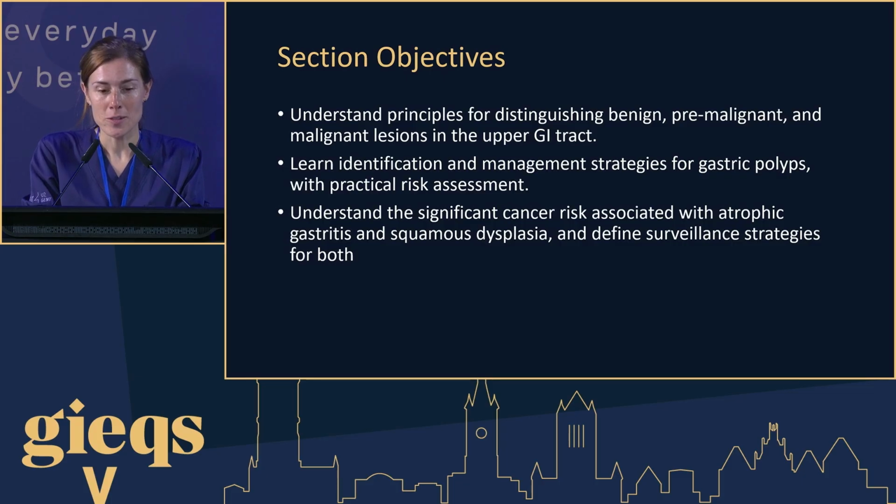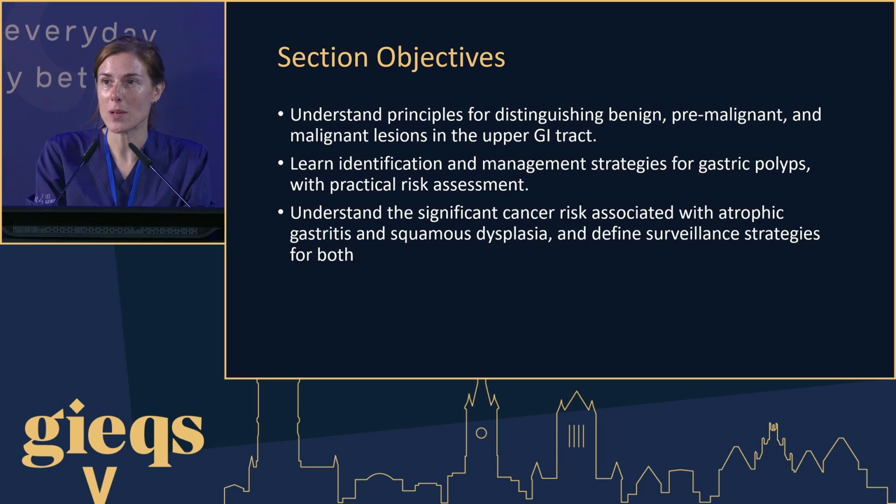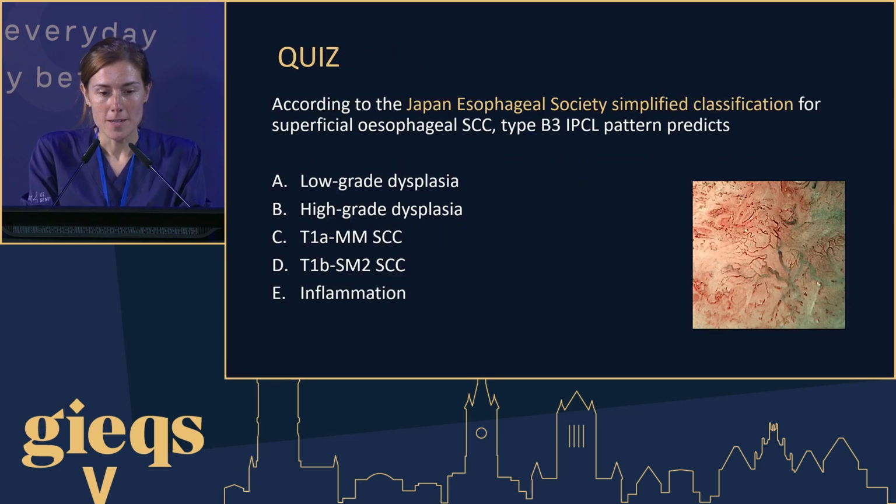Again, we have a quiz question, if we can put up that slide. So according to the Japan Esophageal Society simplified classification for superficial esophageal squamous cell cancer, type B3 IPCL pattern predicts: low grade, high grade, T1A, T1B, or inflammation.